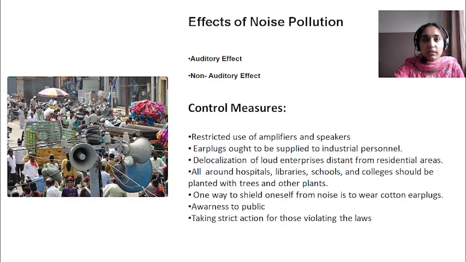So when humans lose the capacity to hear, that is the auditory effect. Now, how can it be controlled? Auditory effect can be caused by bottling machines, supersonic airplanes, and sounds produced by industries, etc. So what are the control measures, how can it be controlled? Okay, before this, let's go through the non-auditory effect first.